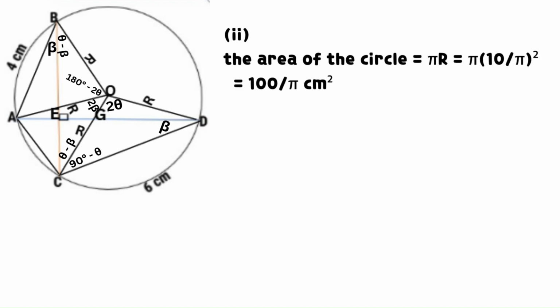Solution to question I. The area of the circle equals pi times r squared, which equals 100 divided by pi in square centimeters, after simplification of the substituted value, or 31.83 square centimeters to 2 decimal places.